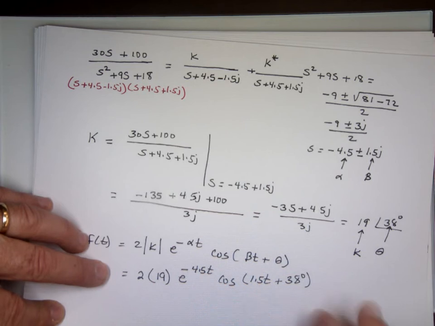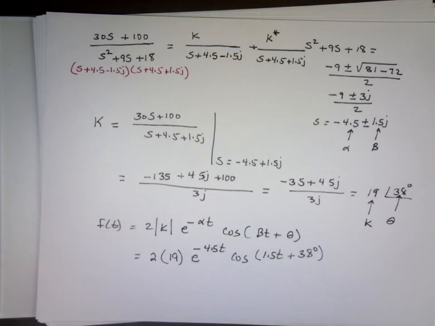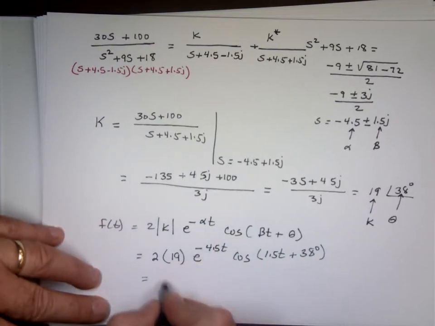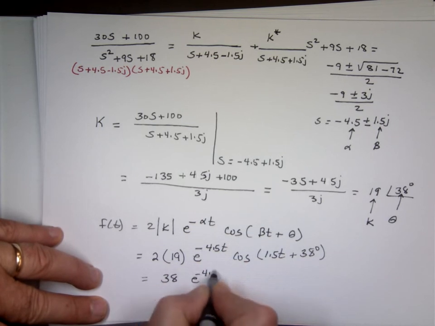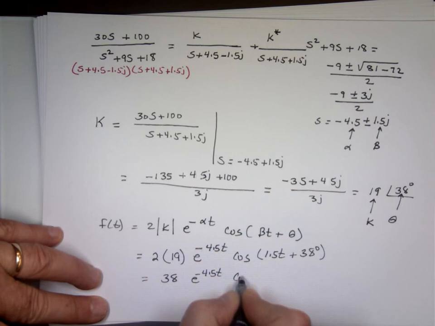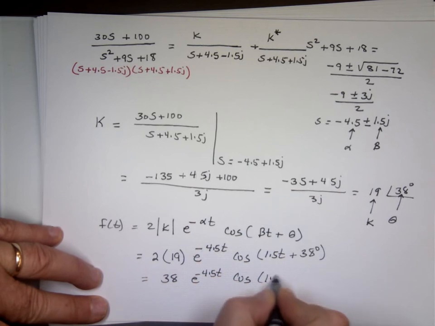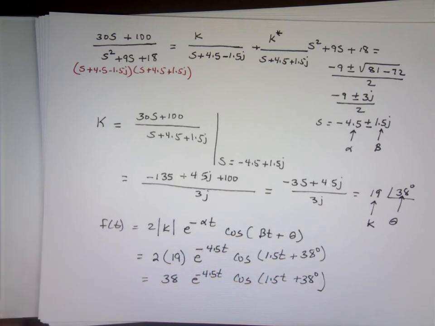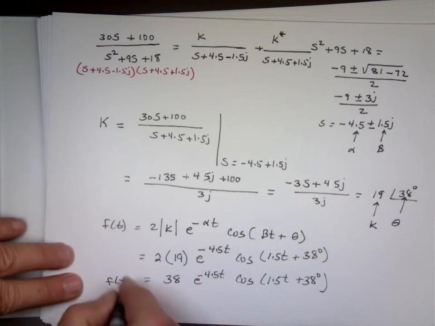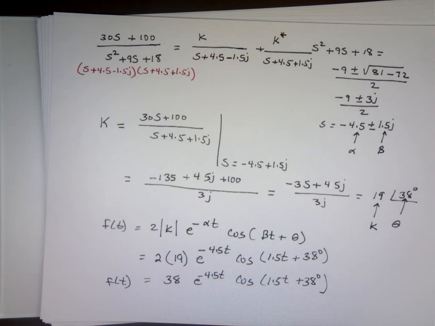2 times 19, which is what? 38. E to the negative 4.5t cosine 1.5t plus the 38 degrees. Not that bad. Do them this way. Not bad at all. Much easier than normally we do them in math.